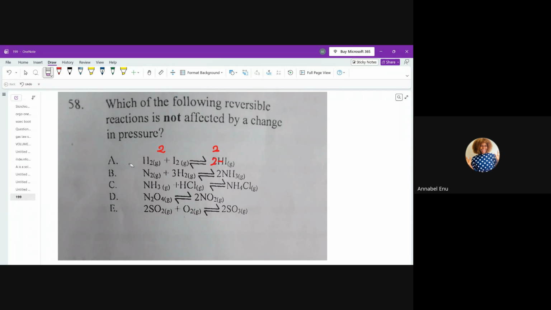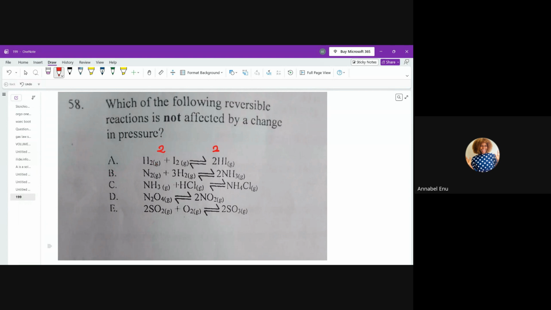Now, the thing here is that there is no effect of pressure. Why? Because both the reactant and the product have the same number of mole. Okay, so there would be no effect, because if we want to look at the effect of pressure, there has to be a difference in the number of moles so that we can work out the side with the more number of mole.